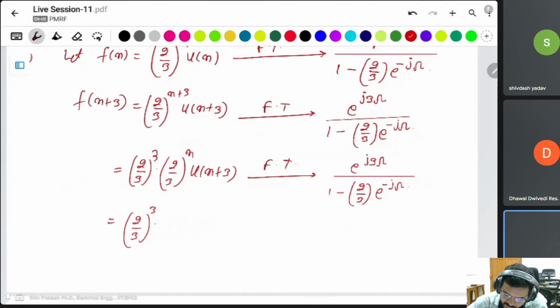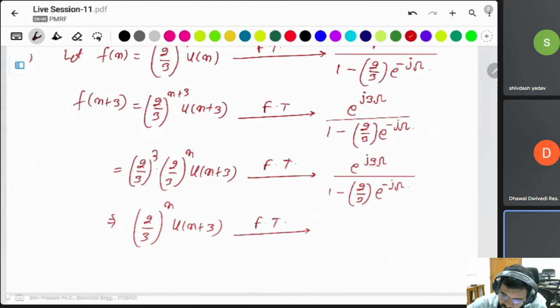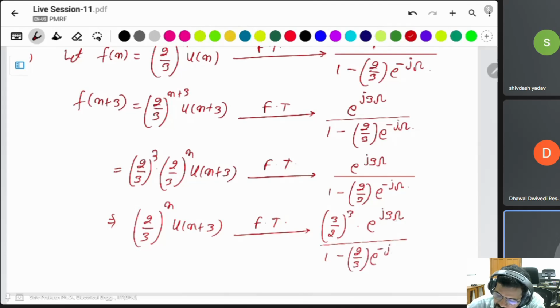Yeah, you can write the same thing: (2/3)^n u[n+3]. The Fourier transform of this one, transferring to the right side, will be (3/2)^3 into e^(j3 omega) divided by 1 minus 2/3 e^(-j omega). In place of omega you can put the value 2 pi f. Same thing here, 2 pi f.